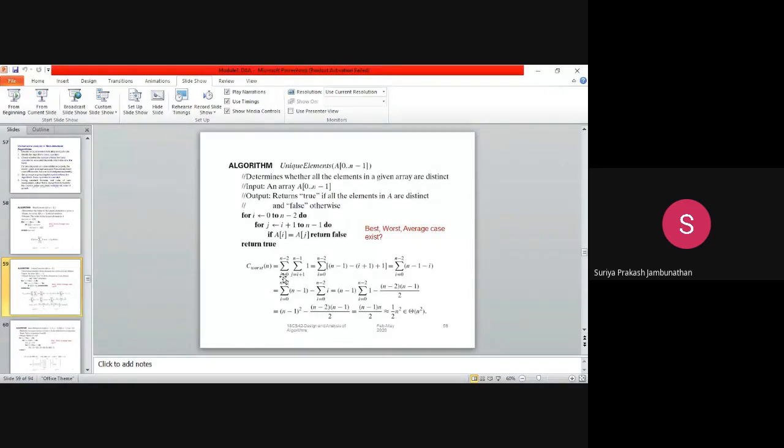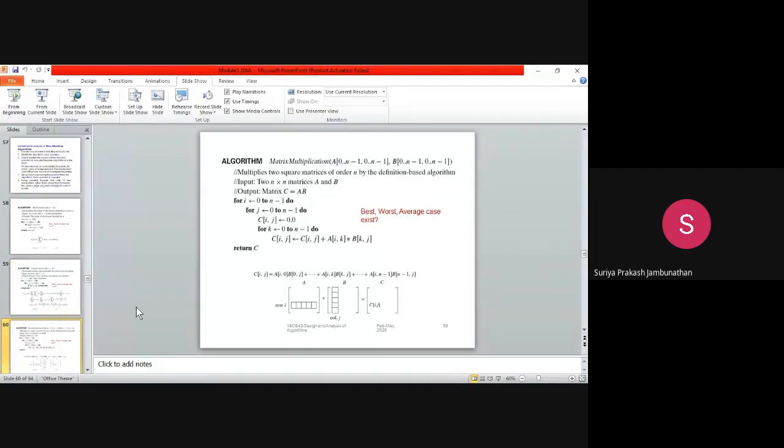They are writing two for loops, as I told, and they are expanding that. Whatever algorithm notation they used, the same thing they implement here, identifying big theta of n square for the given algorithm. Next, we have the last one, that is matrix multiplication.